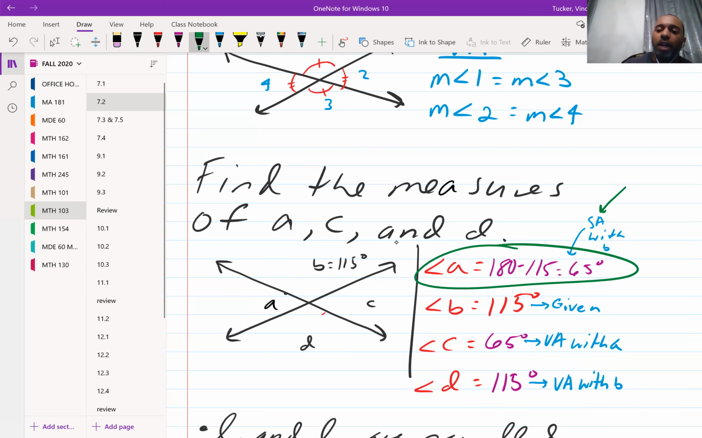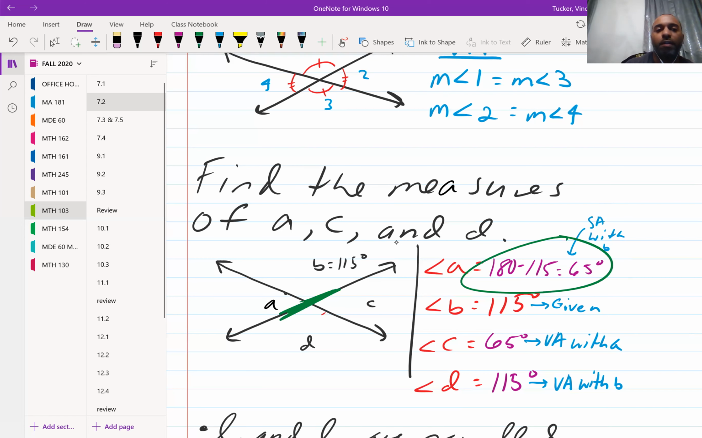And A is a straight angle. That's what SA stands for. A is a straight angle with B. Remember, we go back to the notes, a straight angle is equal to 180 degrees. So we're talking about this is a straight line. If ever there's a straight line created, that's always equal to 180 degrees. So that's what we did here. We did 180 minus 115. That gave us 65.